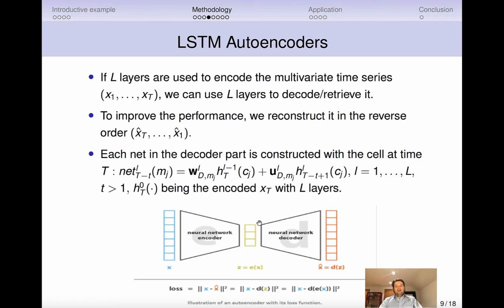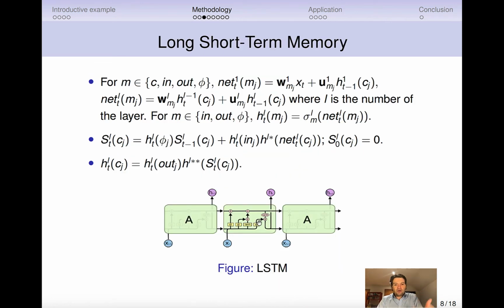This is the idea of LSTM, long short-term memory networks, and that's the idea that is used to remove the vanishing gradient problem.